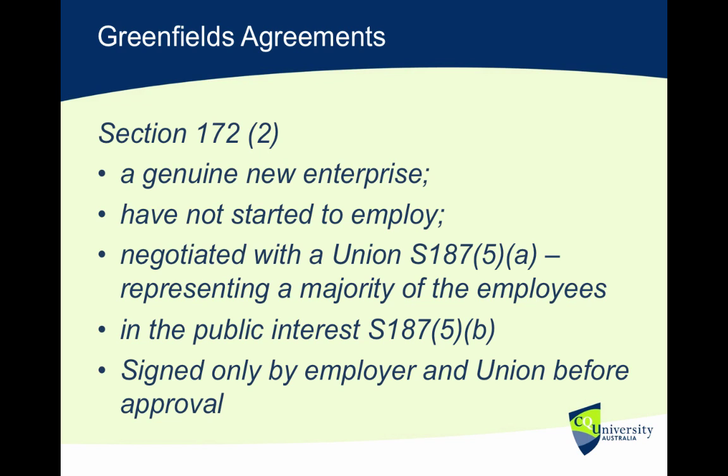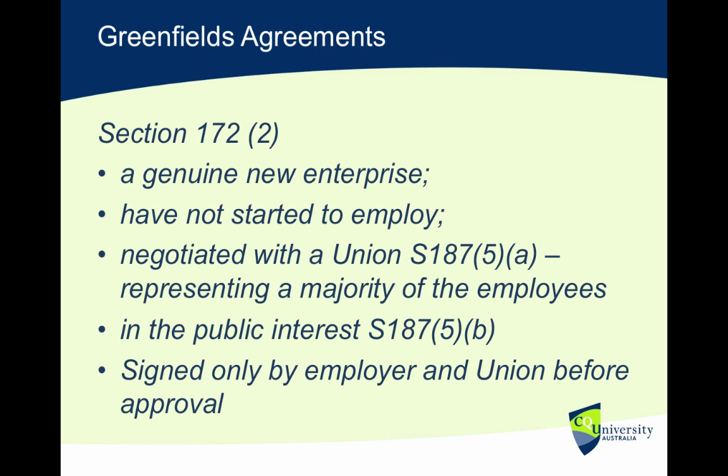Because there's not much oversight, only signed by an employer and a union before it's sent off for approval, have a look at what needs to be satisfied. Under Section 172, it really has to be a new enterprise. It can't be an old one rebadged, and it certainly can't be a business which is simply being sold to another business.